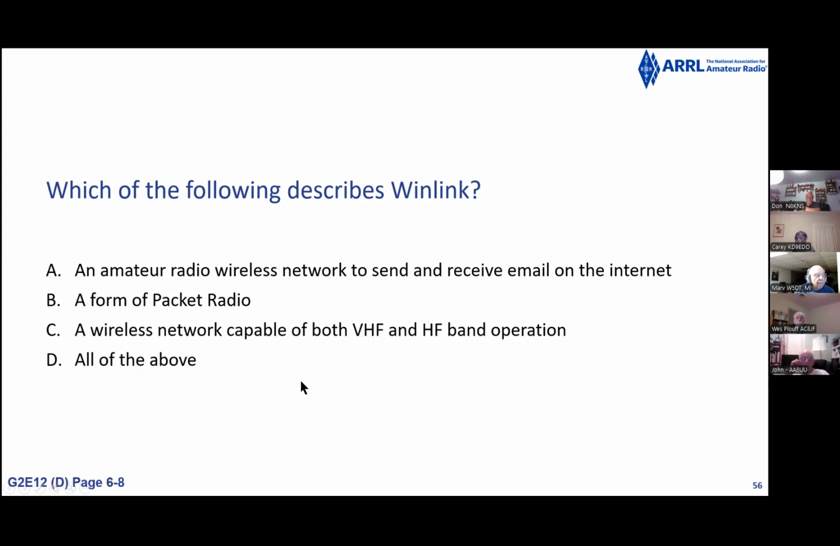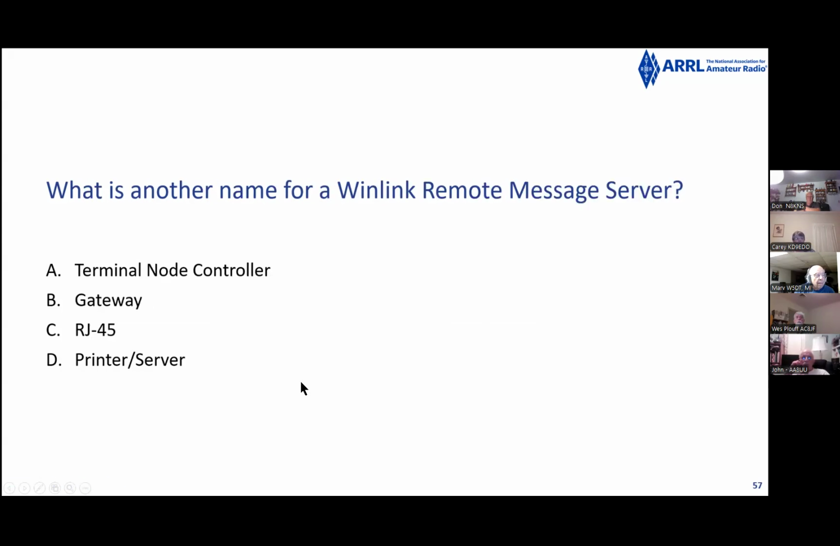What is another name for a WinLink remote message server? A, a terminal node controller. B, a gateway. C, RJ45. Or D, a printer server. B. Yep, the answer is B, it's a gateway.